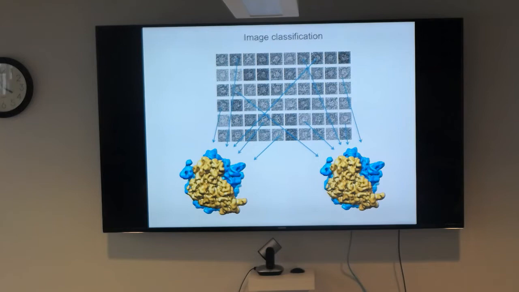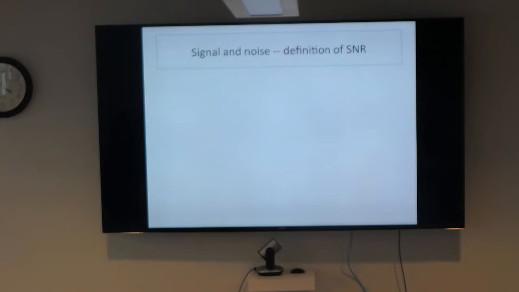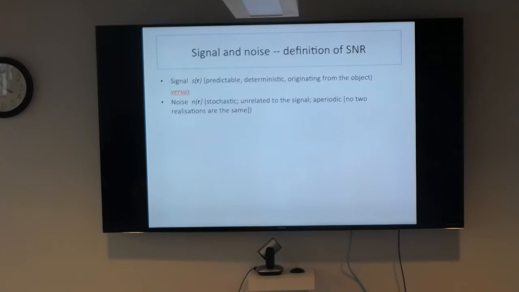Okay, so now I'm jumping into a few theoretical things. Signal and noise. The signal is the predictable part, deterministic. It's originating from the object that we're interested in. And the noise is the stochastic part. It's unrelated to the signal. It's aperiodic. No two realizations are the same.